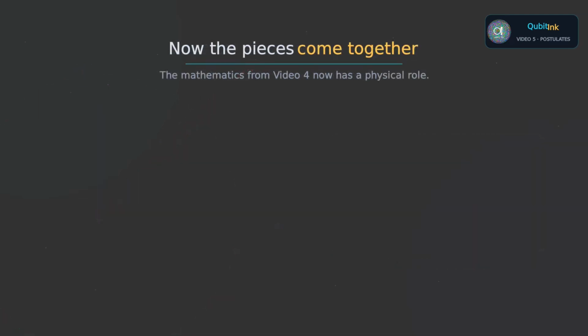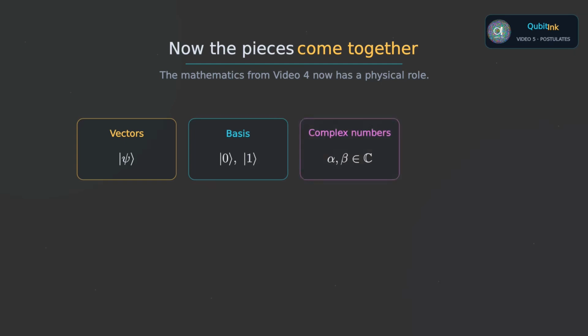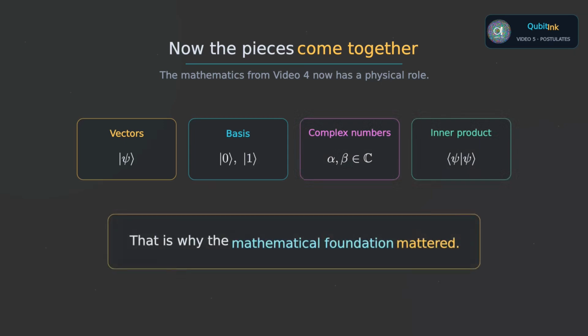Notice how several pieces from the previous video have now come together. We needed vectors to represent states. We needed a basis to give those vectors coordinates. We needed complex numbers for the amplitudes. And we needed the inner product to define the length of the state vector. That is exactly why the mathematical foundation mattered.